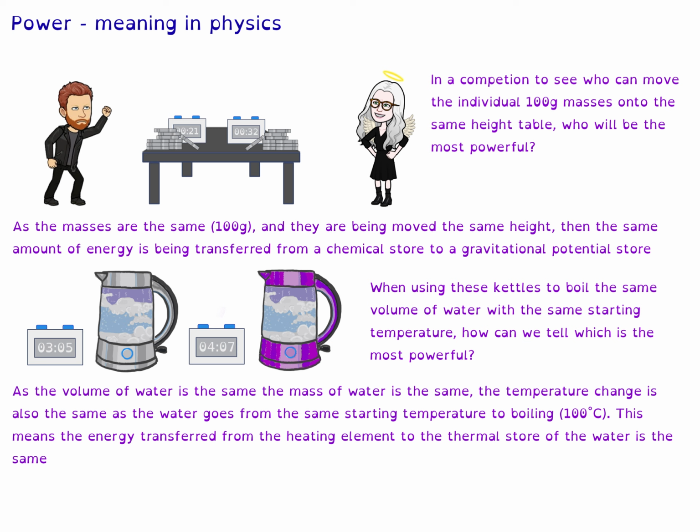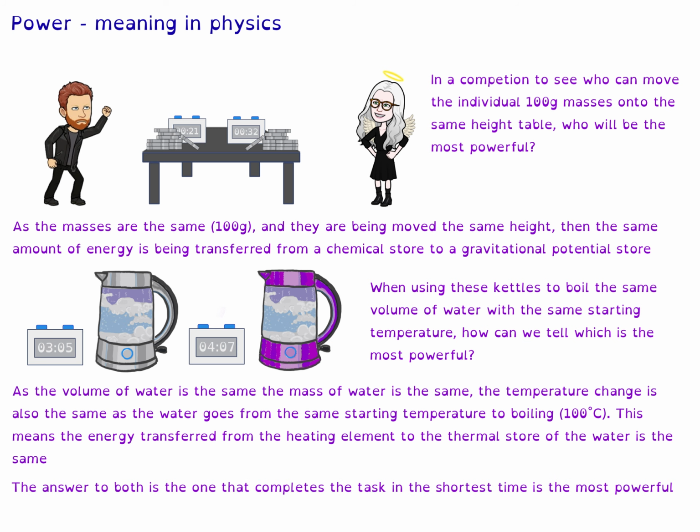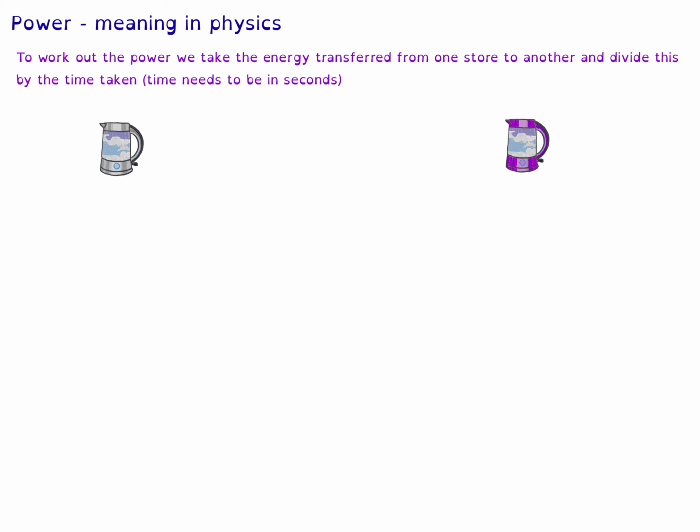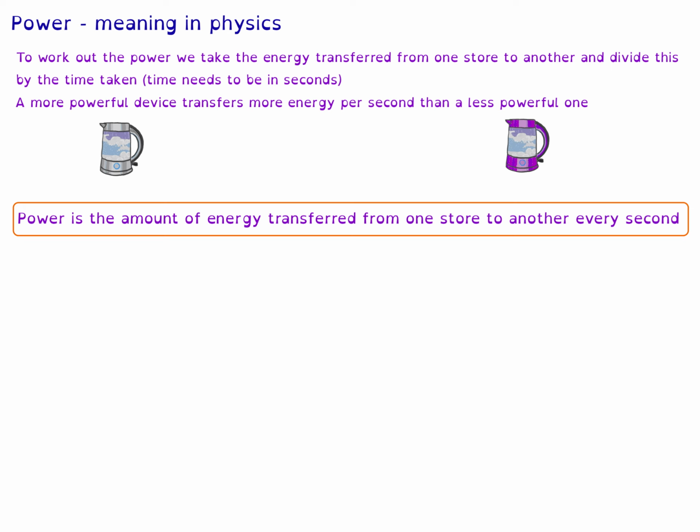So, who is the most powerful? The answer to both is the one that completes the task in the shortest amount of time. To work out the power, we take the energy transferred from one store to another and divide this by the time taken. Time needs to be in seconds. A more powerful device transfers more energy per second than a less powerful one. Power is the amount of energy transferred from one store to another every second.